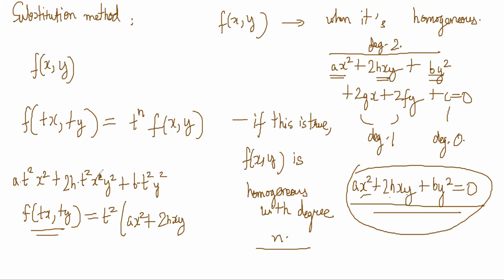This is not x square, this is xy only, and b y square. So clearly this is t square into f of x, y. So you are getting f of tx comma ty is equal to t square f of x, y. So n is equal to 2 and it is homogeneous with degree 2. So this is a homogeneous equation.